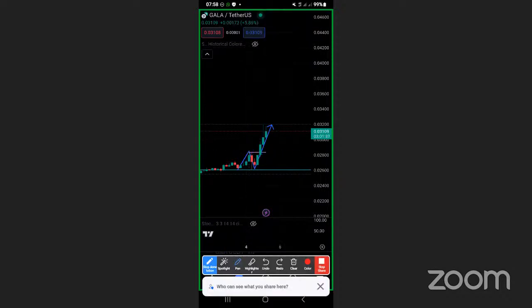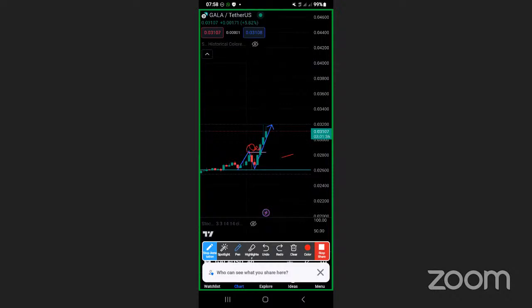Okay, so it means as the structure was broken here, this was a momentum builder for that bullish movement. So this edge becomes our first support. Fortunately, it also acted as the same support at this point.